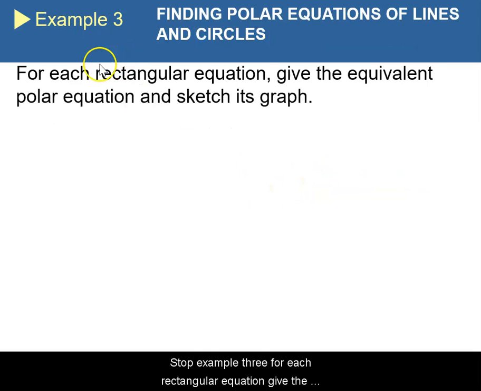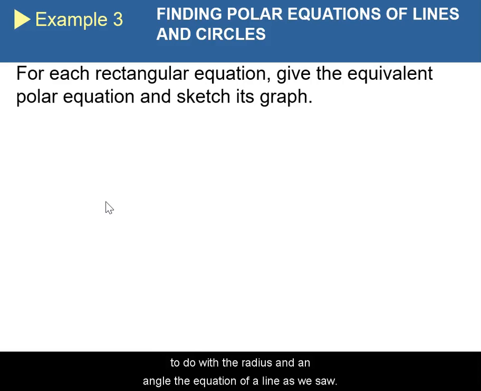So example 3: for each rectangular equation, give the equivalent polar equation and sketch its graph. So again, instead of taking the rectangular form, x's and y's, and graphing that, we're going to turn it into polar, and we're going to graph the polar equation. Sometimes this translates very well from a rectangular equation to a polar equation. Most of the time, though, it does not, right? Circles and ellipses are great in polar coordinates because it has to do with the radius and an angle.